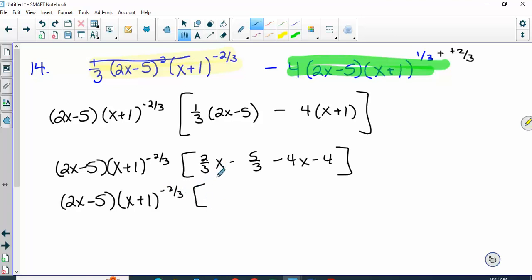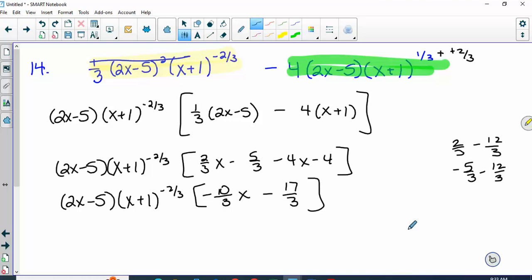So 2/3 minus 4. So 2 over 3. 4 is like 12 over 3. So what do you get? 2 minus 12 is negative 10 over 3. Practicing our mental math here. Common denominators. You have a negative 5/3 minus 4. So 4 would be 12 over 3. So that would be a negative 17 over 3.